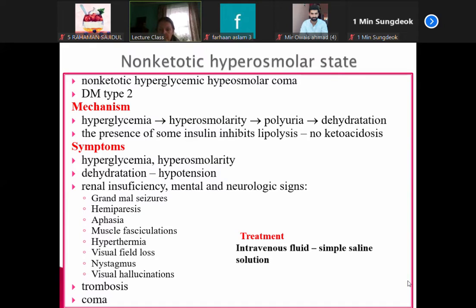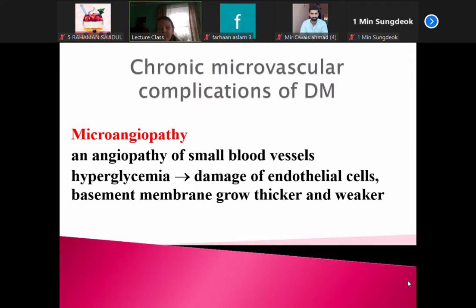What can we do? IV fluids. IV fluids here are most important. We do not start with insulin. We don't start with insulin because the reason is just hyperconcentration, hyperosmolarity. When we start giving fluids, we dilute blood, and the glucose level decreases by itself. Also about this, read more in the literature. Any questions? Any questions?